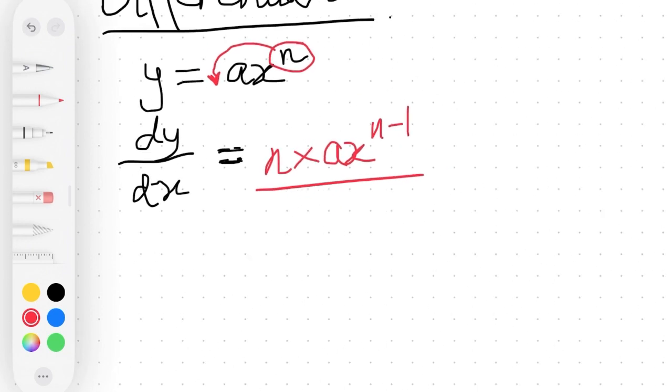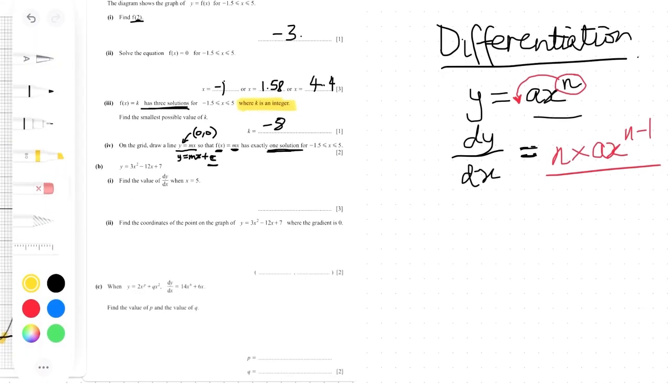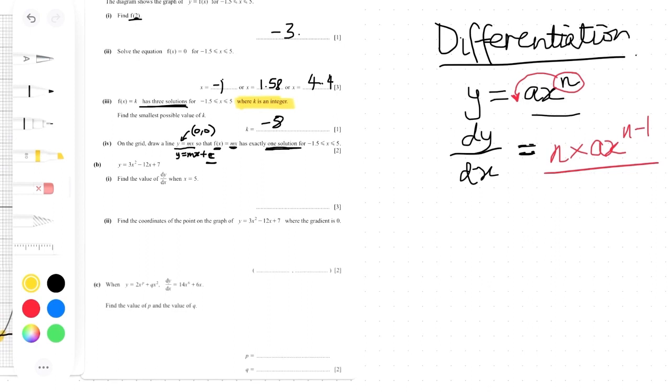So you'd have this. And also, when you're differentiating, any constants, after differentiation, they do not remain there. So now that we know the rules of differentiation, we can answer part B of the question. So it gives us this equation of a curve, and it's asking us to find the value of dy by dx when x is equal to 5.